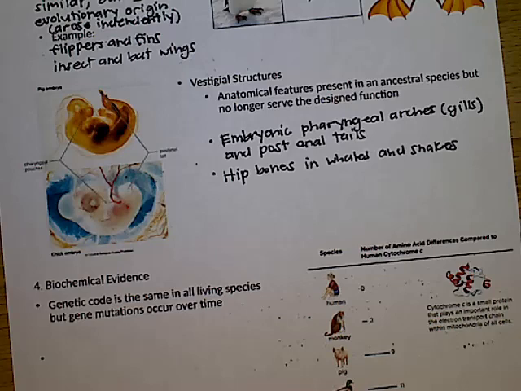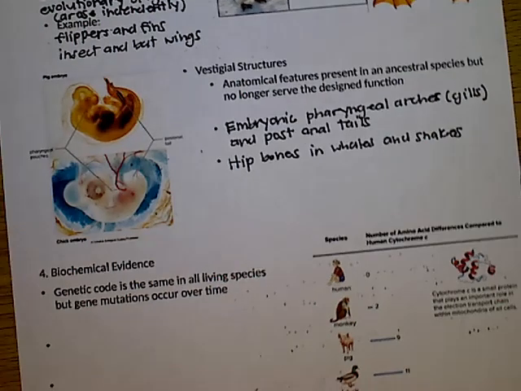Or if you've ever scared a cat and watched their fur puff up, it makes them look bigger. And today we still get goosebumps when our hair stands up, but it doesn't serve any purpose for us. So just a few examples of vestigial structures. Okay.